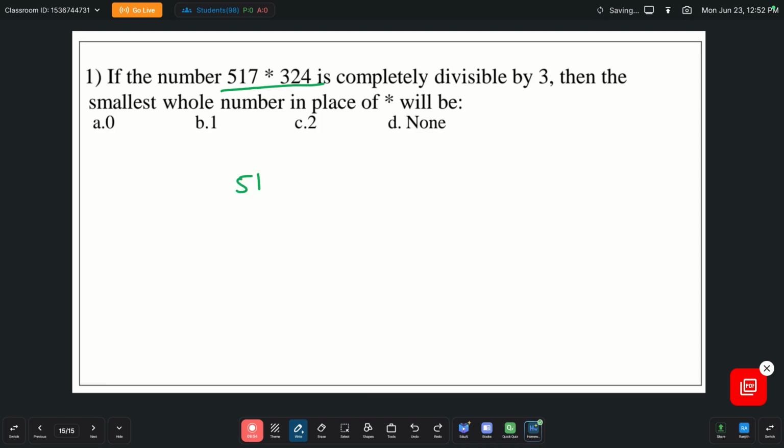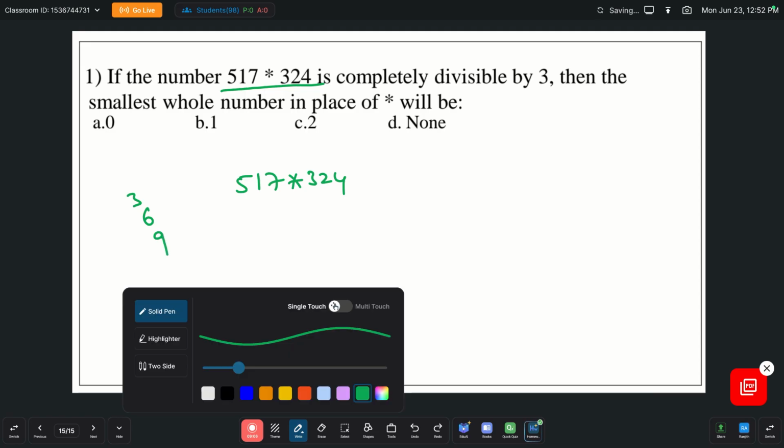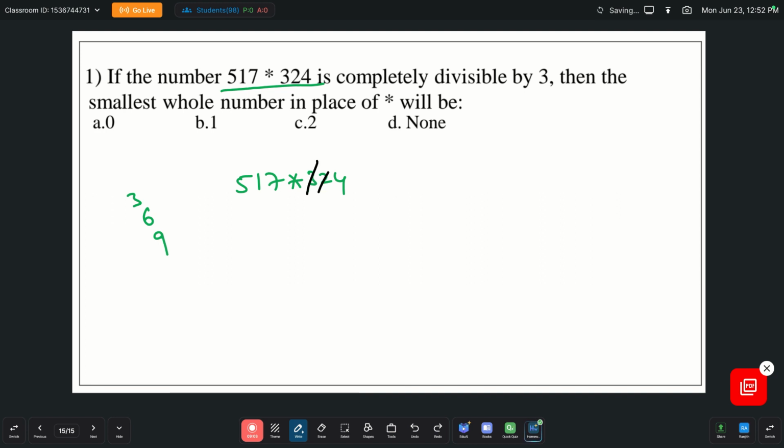So write down 517 star 324. For the divisibility rule for 3, 3 ones are 3, 3 twos are 6, 3 threes are 9. Where we are getting 3, 6, 9, we have to cancel all the values. So 3 ones are 3, 3 twos are 6, 3 fours are 12. So we are left with only 1 plus x.